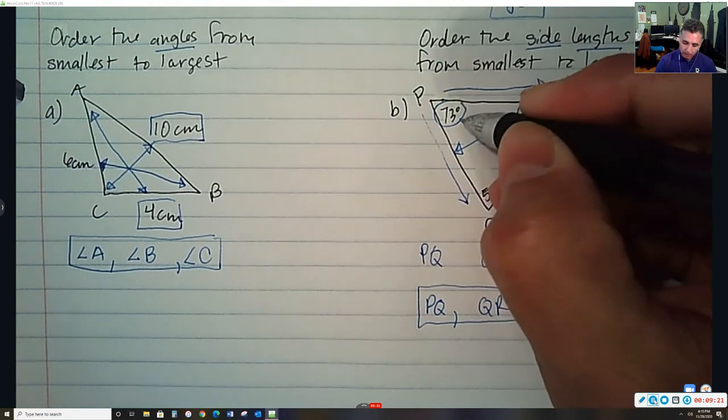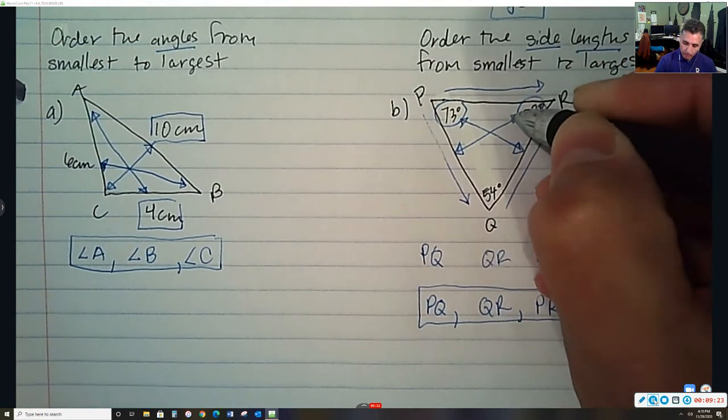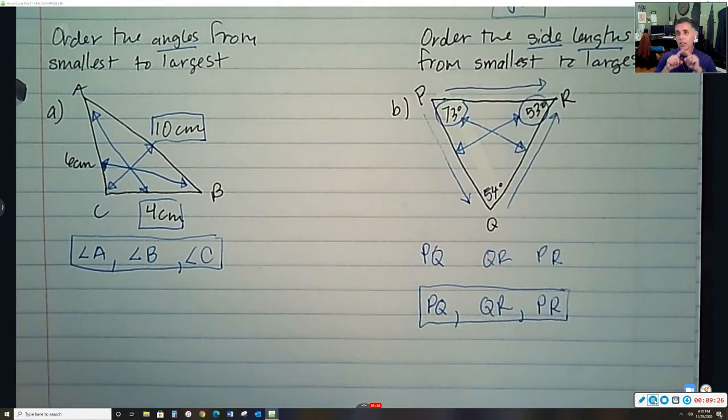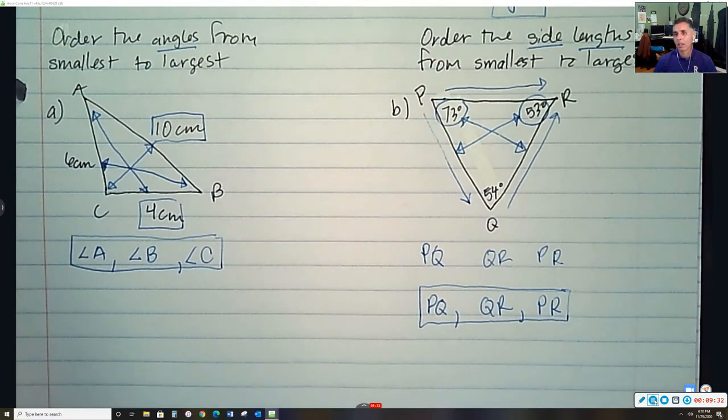And again, you have to go across. If you know the shortest side, go across from it, you'll get the smallest angle. If you know the biggest angle, go across from it and you'll find the longest side. And that is it. Let's do some practice.